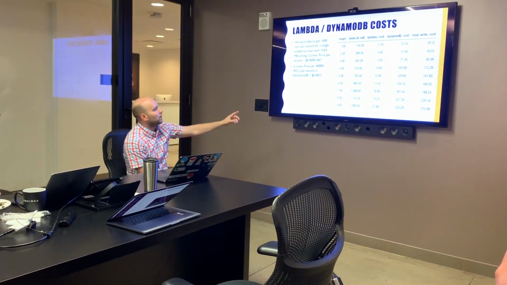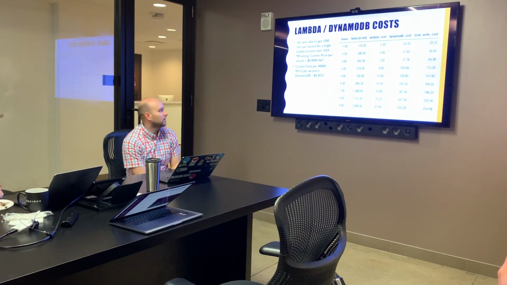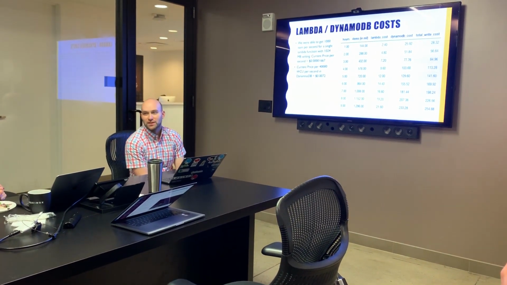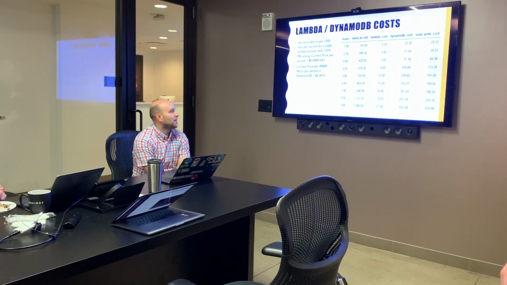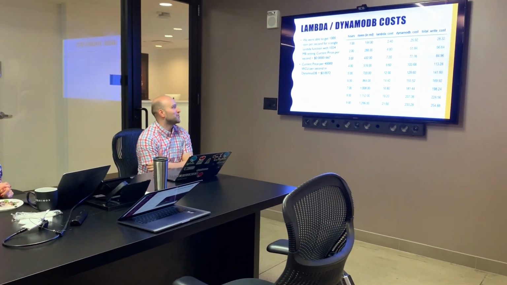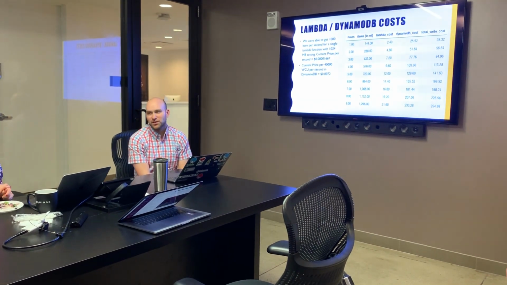So to do 1 hour at 40,000 writes per second is 144 million, and it would cost $2.40 on Lambda and $25.92 for a total cost of $28.32 of just moving the data, not storing it.